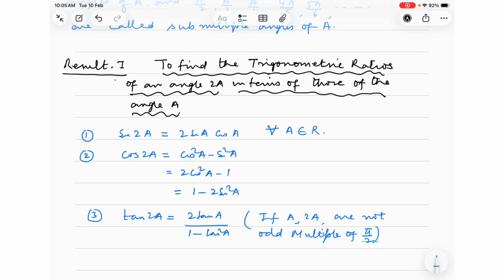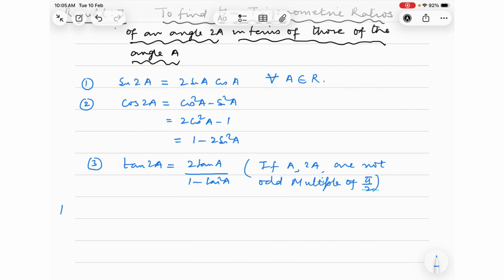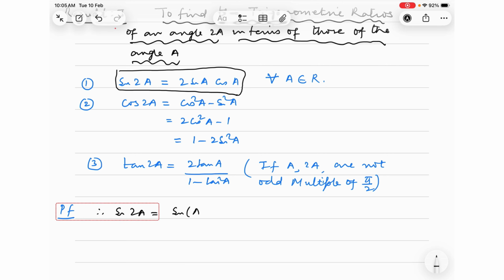So what we'll do first is let us try to write a small proof of these results. Why sin 2A is equal to 2 sin A cos A. First, let us prove this result. Sin 2A, we can always write as sin of A plus A.